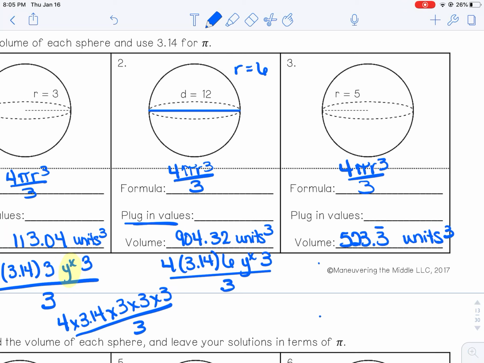Again, in your calculator, 4 times 3.14 times 5. You can raise it to the third power, or you can multiply by 5 again, by 5 again. Okay, just multiply all those, and take all that and divide it by 3.